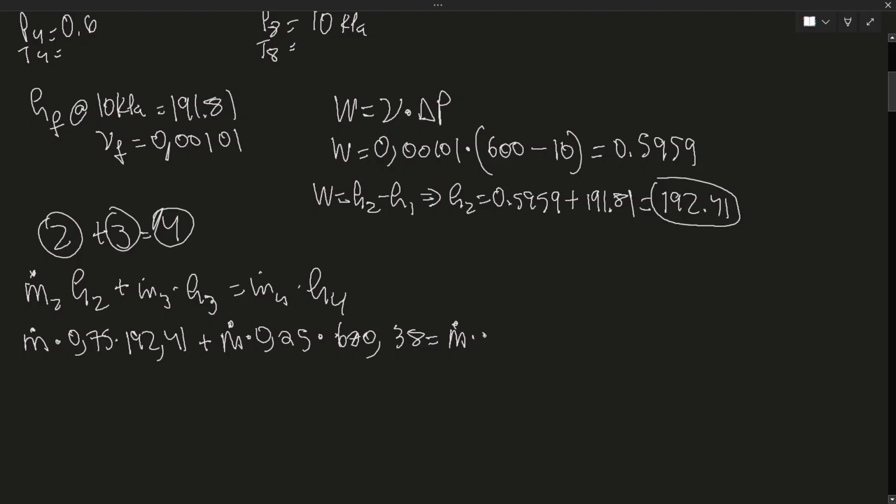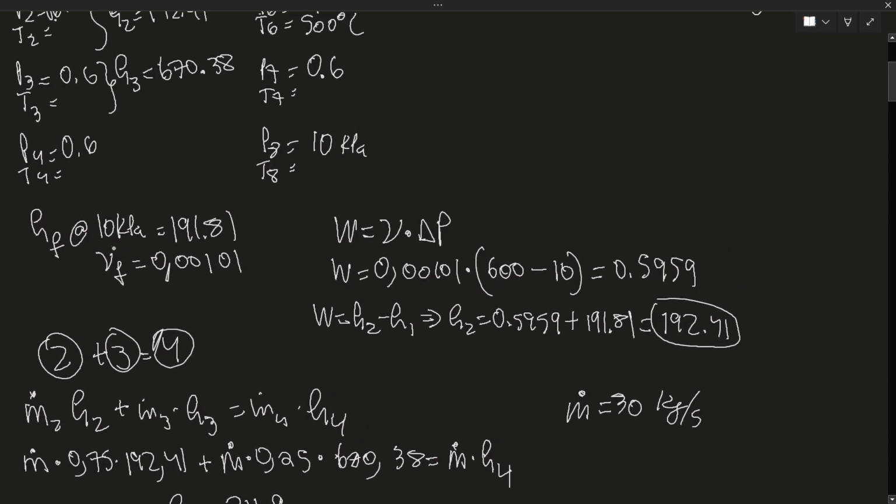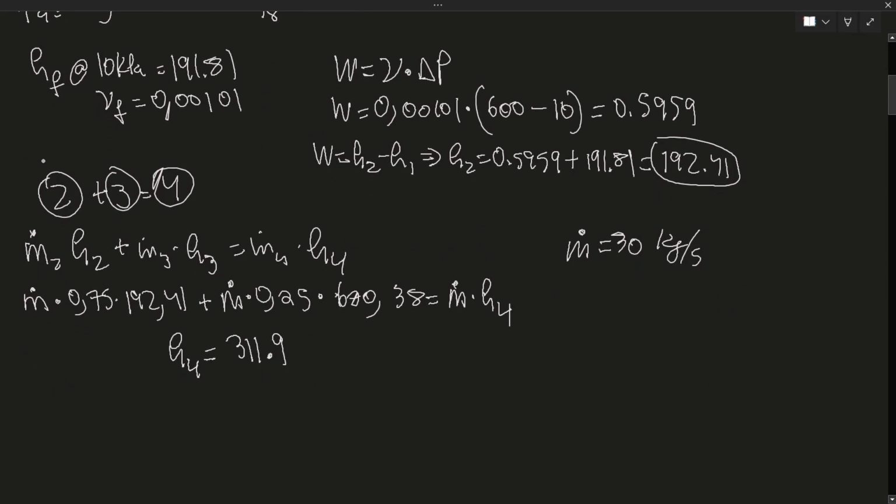So I'm just going to keep it M. You don't need to multiply it by anything else, times H4. Replacing M dot to be 30 kilograms per second, as told by the problem statement, you can finally find H4 to be about 311.9. So you're going to write that in your table as well. H4 equals 311.9. That's it. Very easy. You just have to know this part by heart for your cogeneration cycles.